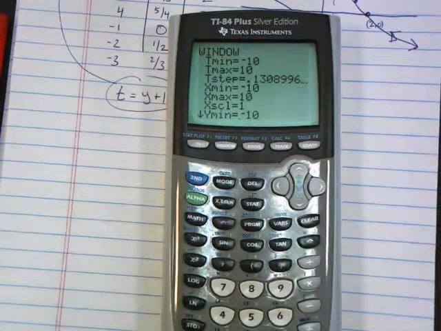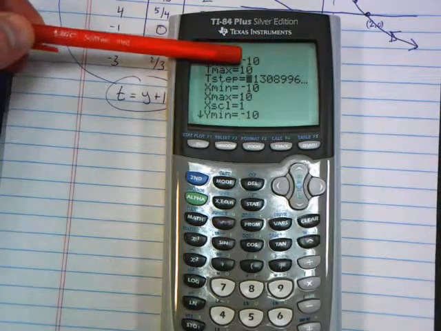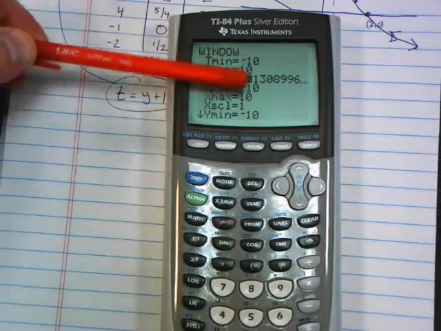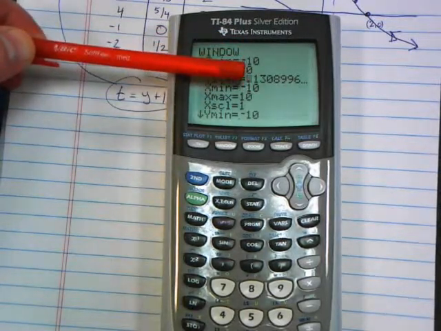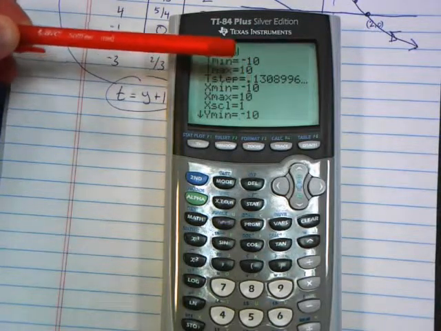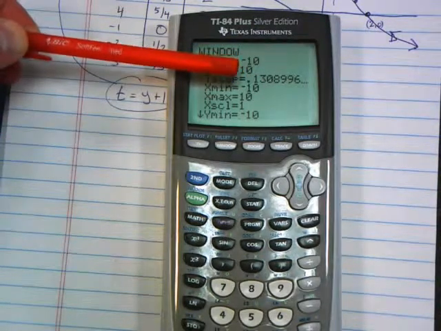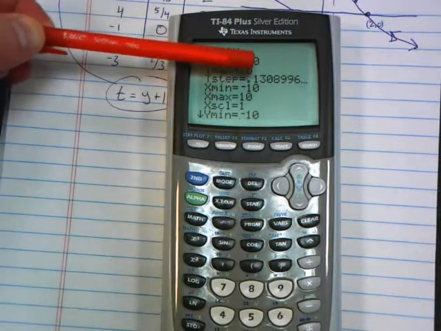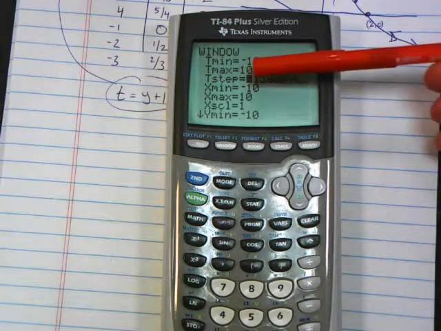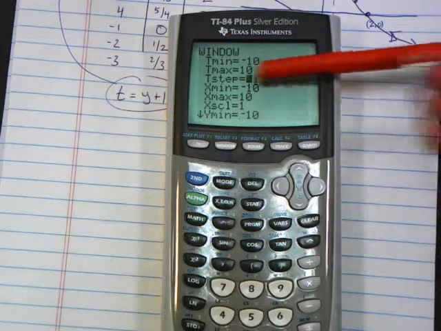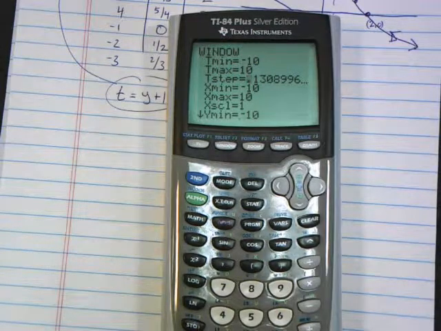And then step. Step is 0.1308996... I don't know how it came up with that number, but what does that mean? Very small increments. What the calculator is going to do is plug in t equals negative 10. Then it's going to add 0.13 and plug that number in. Then it'll add 0.13 again and plug that number in. So this t step allows you to control how many points you want your calculator to pick.